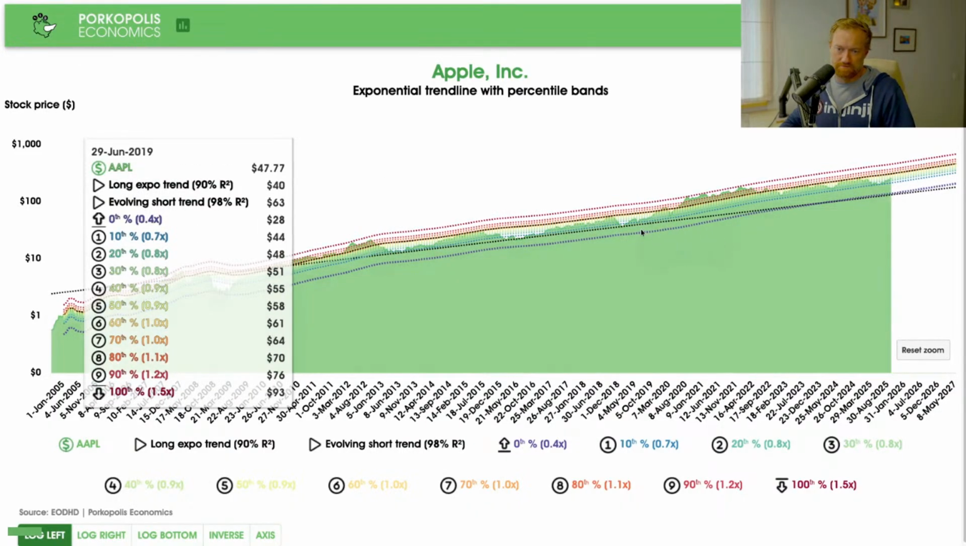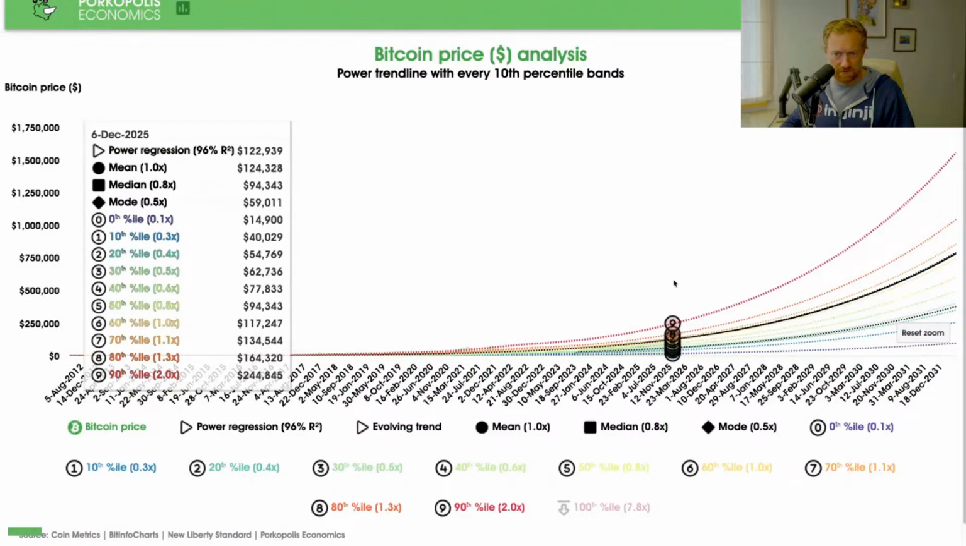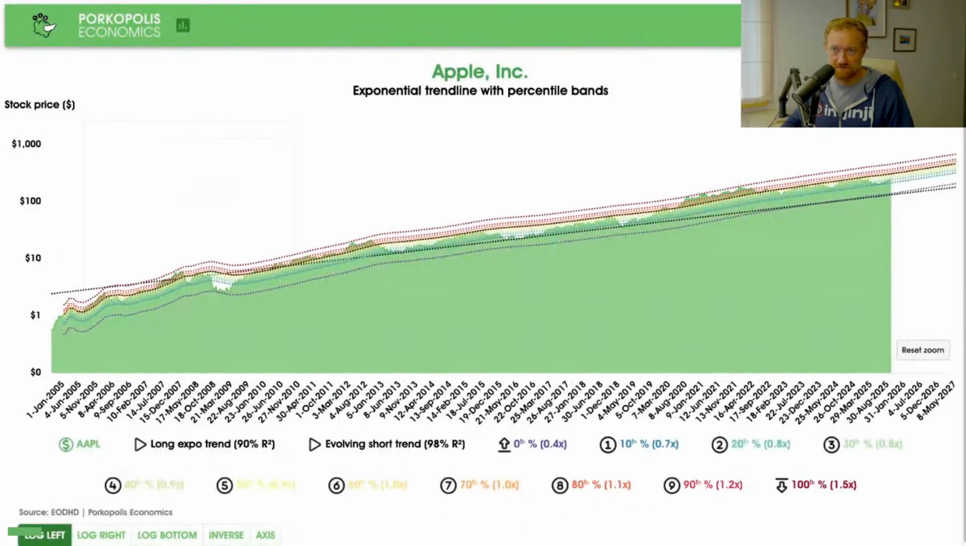All right. So with Apple, similar to Bitcoin, the 60th percentile is about 1x. Bitcoin is a little bit... well, let's just show you what it is for Bitcoin. Yeah, actually it rounds to the same: 60th percentile, 1x the trend. Okay, so that's a nice consistency.